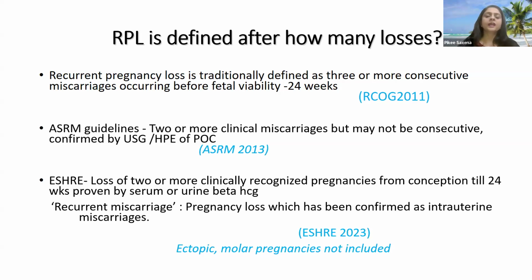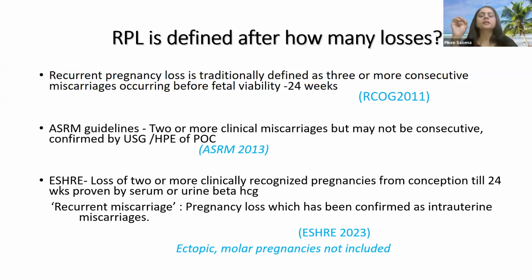The ASRM guidelines given in 2013 say that if there are 2 or more clinical miscarriages, they may not be consecutive, but you have to confirm them by at least UPT positive or ultrasound or histopath of the POCs. So ultrasound is important after the UPT comes positive, and then histopath of POCs, any one of these two. Even if they are not consecutive, then it is taken as RPL.